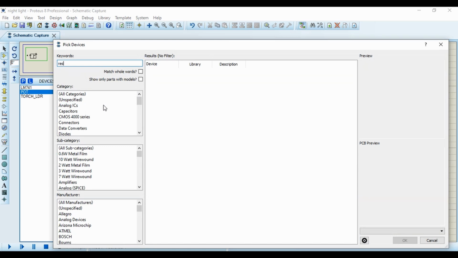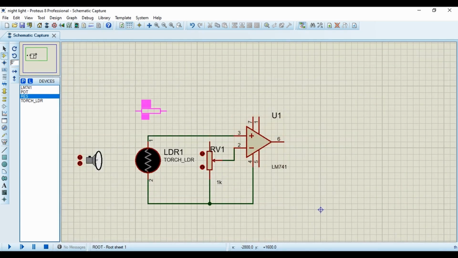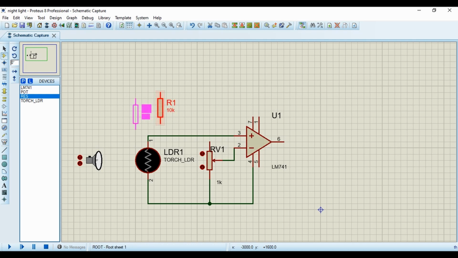After that, we connect a 10 kilo-ohm resistor. The function of this resistor is to convert the change in light falling on the LDR into a voltage change. This voltage variation is essential because the operational amplifier works by comparing voltage levels.